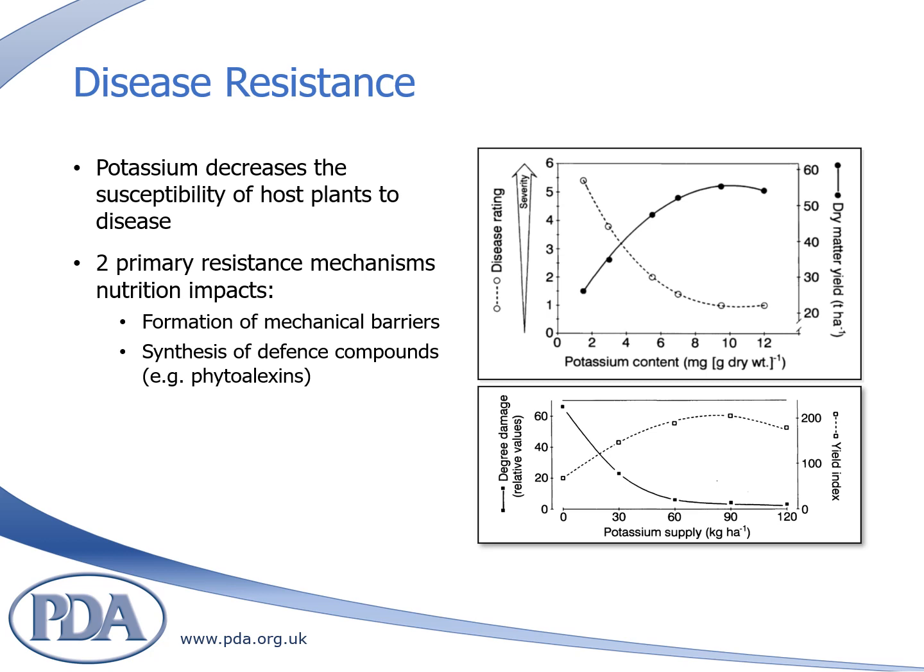There are two primary resistance mechanisms that nutrition impacts on. Firstly, the formation of mechanical barriers, and secondly, the synthesis of defense compounds, such as phytoalexins. Looking at the formation of mechanical barriers, potassium is required for the synthesis of cellulose, which is a component of cell walls. Cellulose acts as a mechanical barrier to invasion and infection. Potassium deficiency reduces cellulose production, leading to thinner cell walls with less resistance to infection.